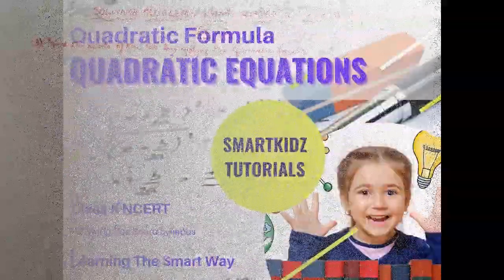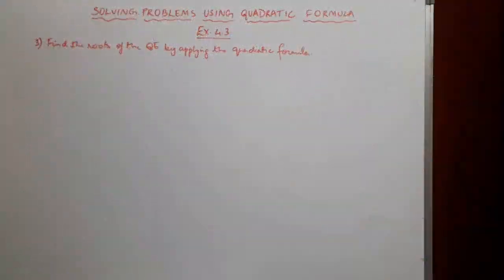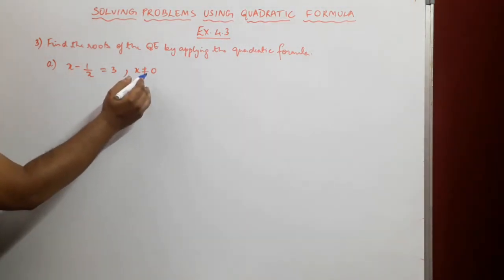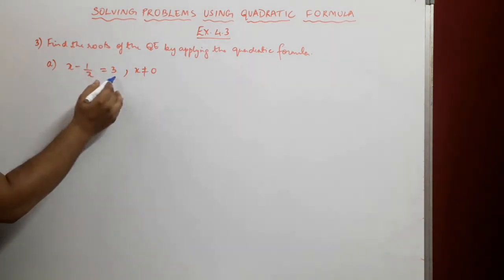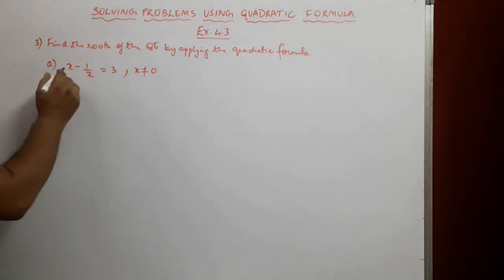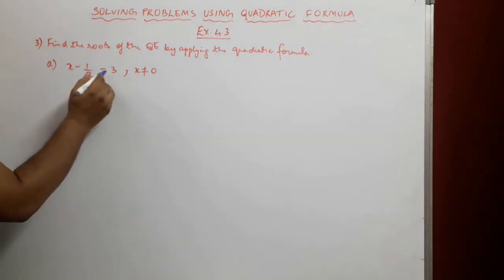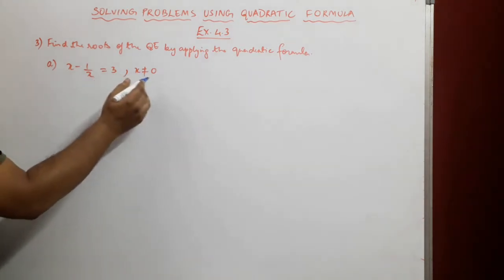Hello students, in this video we will solve the third question under exercise 4.3 of the NCERT book, on solving problems using the quadratic formula. Our first problem is x minus 1 upon x equal to 3, where x is not equal to 0. We have been given specifically that x is not equal to 0 because if x becomes 0, this would be 1 upon 0 and the equation would not be valid. So we have been given x minus 1 upon x equal to 3 and we need to find the roots of this equation.